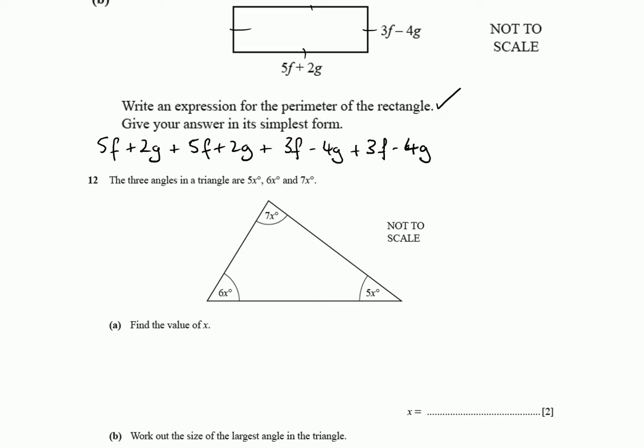And in its simplest form, now all we have to do is collect like terms. So I've got 5f plus 5f, which is 10f, plus another 3f and another 3f, that makes 16f altogether. Now be careful with your minus signs. Plus 2g, that makes 4g, minus 4g, all of this is cancelled out, and there's just one minus 4g left on the end, so minus 4g. And there's our answer in its simplest form, 16f minus 4g.